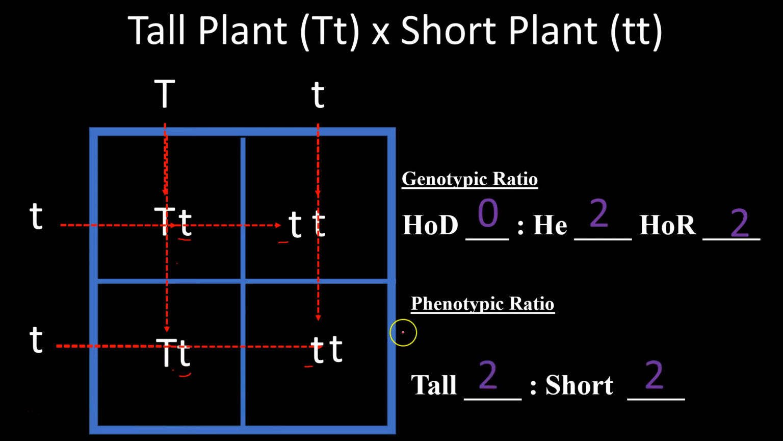If you guys haven't noticed the trend, if we add all these numbers up, 0 plus 2 plus 2, these should always equal 4. If it equals any more or any less, there's a boo-boo, and you should double check it, okay?